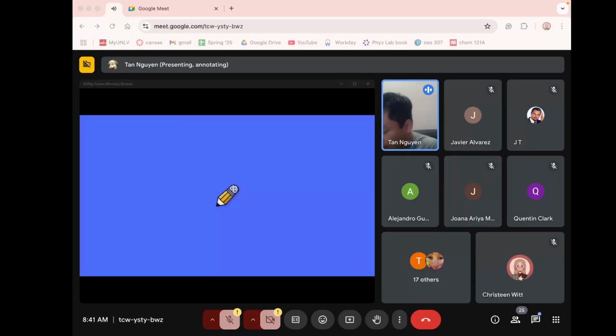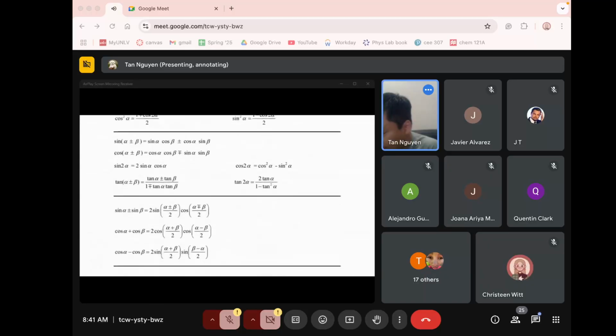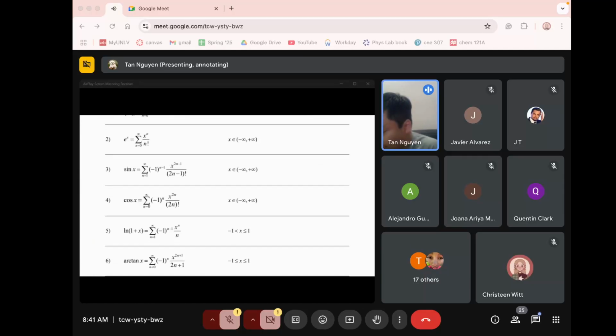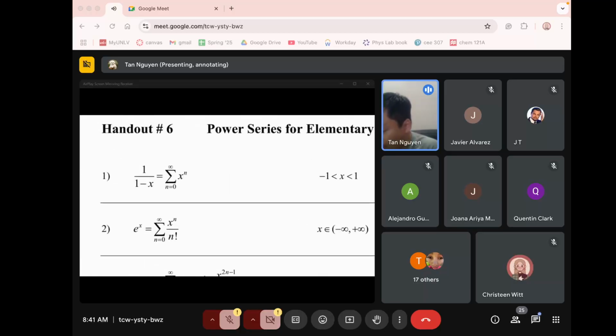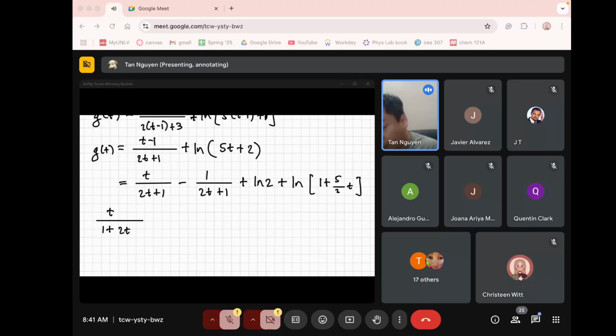Let's go back to number 1 again. So number 1, I have 1 over x minus 1. So in my problem, what do I have? In my problem, I have 1 plus 2t. So here I need to replace t by what? t is replaced by negative 2t. Does that make sense?